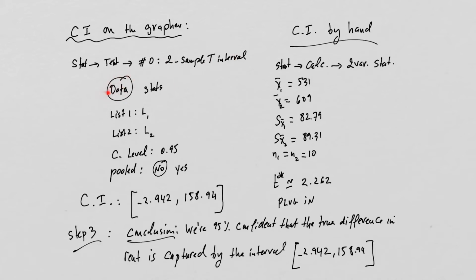Clearly, we have data. We don't have statistics. Data means lists, so they are put under L2 and L1. And you choose the exact confidence level that they are asking you. So they said 95% confidence interval. That's what they're looking for. You literally copy that. You don't add 2.5%, okay?